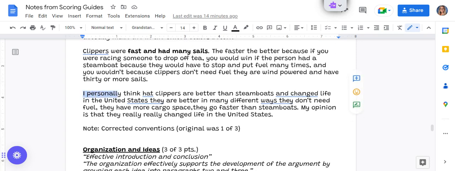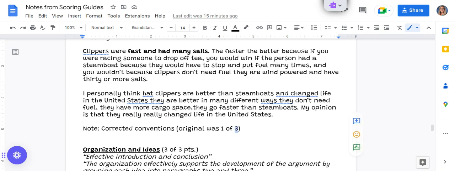And then the conclusion is, I personally think, look at the mistakes. I personally think that clippers are better than steamboats and changed life in the United States. Should be a period here. They are better in many different ways. They don't need fuel. They have more cargo space. They go faster than steamboats. My opinion is that they really, really changed life in the US. So just to note, this one did get a score of 1. I think that's supposed to say 1 out of 2.